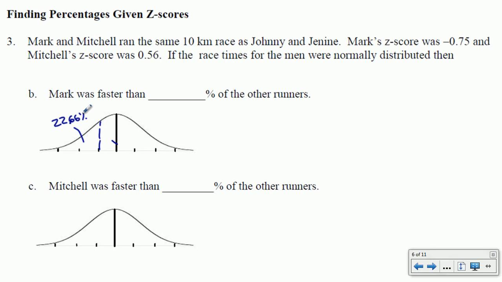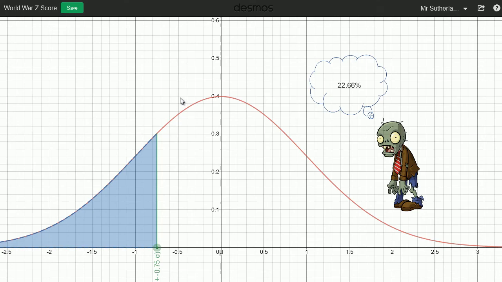And 100 minus 22.66 is 77.34. So Mark was faster than 77.34% of the other runners. And we can see this in Desmos as well.